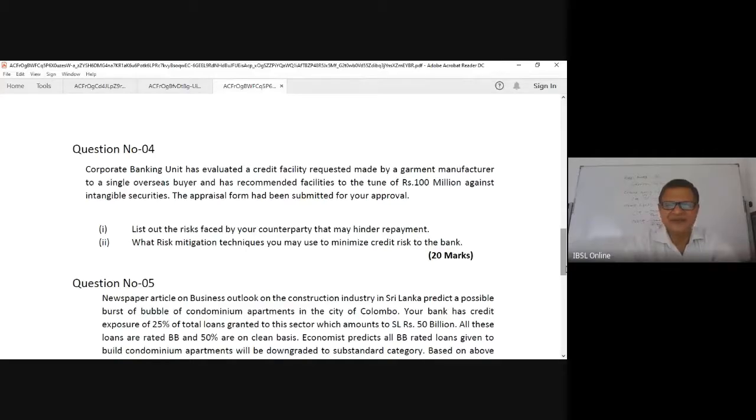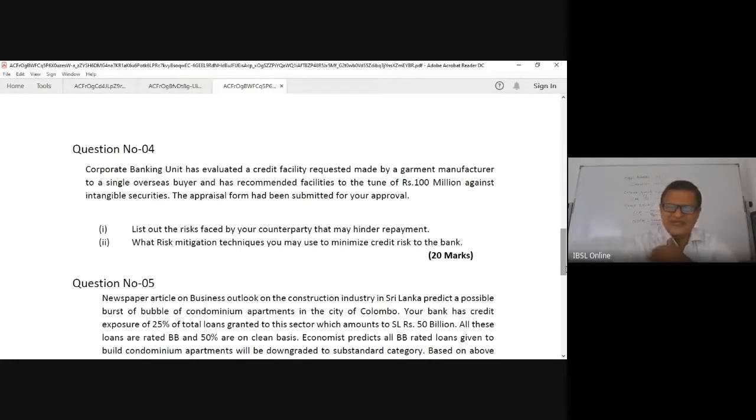The appraisal form had been submitted for your approval. Now we said corporate banking units evaluate. We said in our credit management process and credit risk management process, risk managers don't deal with the customer, but the business unit deals with the customer. What they do first is an item called loan origination. So they have got all the information. Second one, we said evaluation, and then they prepare a document called the credit appraisal form. So the appraisal form had been submitted for your approval.